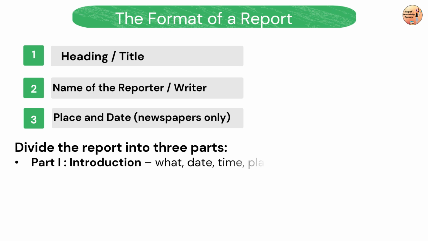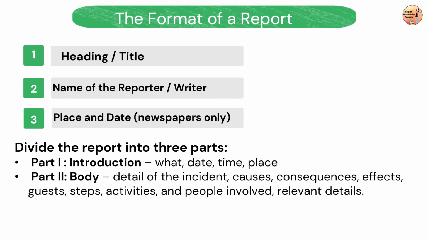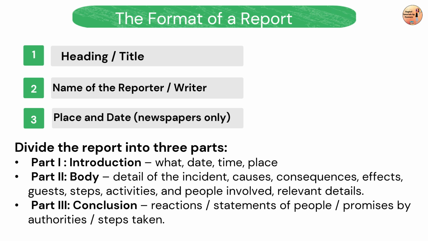Part 1 is the introduction, which will include date, time, venue, etc. Followed by part 2, which will be the body of the report, where you will mention the details of the incident, causes, consequences, effects, guests, steps, activities and people involved, and other relevant details. The last part of the report will be the conclusion, which will include reactions, statements of people, promises by authorities, and steps taken. I hope the format is clear now.